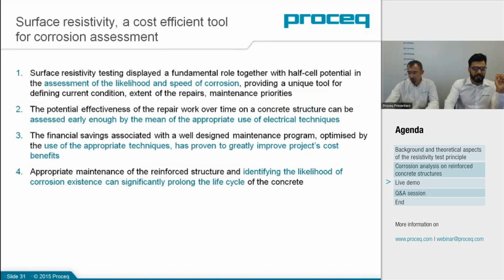On that basis, that brings us to the end of our presentation today. Let's conclude what we covered and hopefully some of the key learnings that we highlighted today. Surface resistivity testing could be one of the fundamentals, supplemented by the half cell, for the assessment of the likelihood and the speed of corrosion that we could potentially be dealing with.